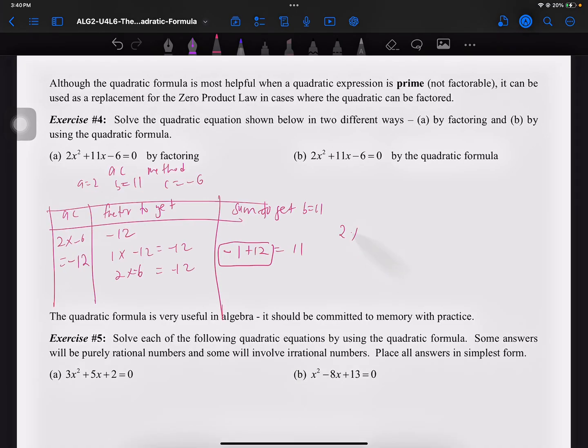So, given 2x squared plus 11x minus 6 equals 0, I can change it to 2x squared plus 12x minus x minus 6 equals 0. Okay, next I need to split it so that I can factor it out. So I can put 2x squared minus x plus 12x minus 6 equals 0.